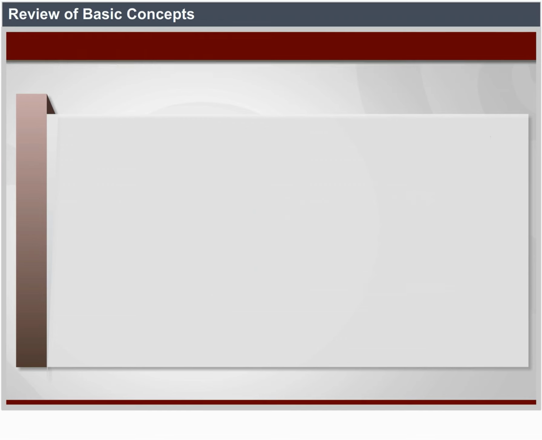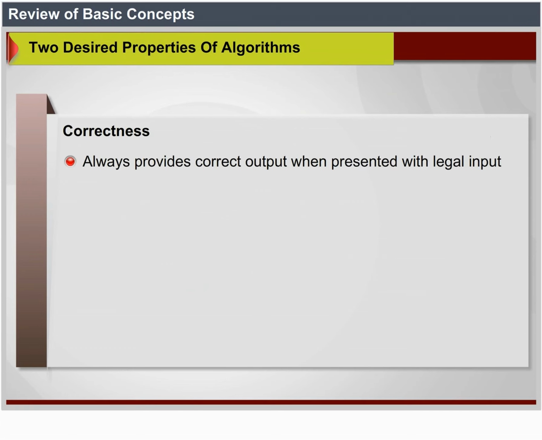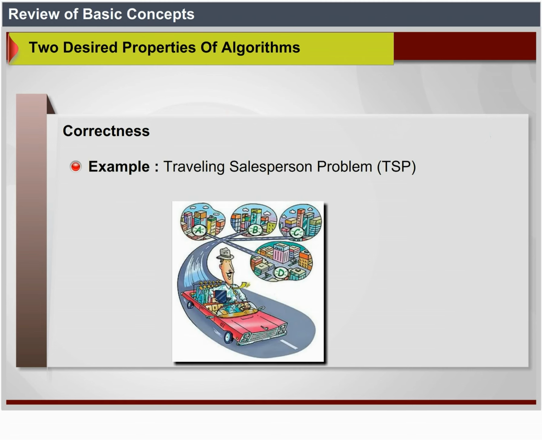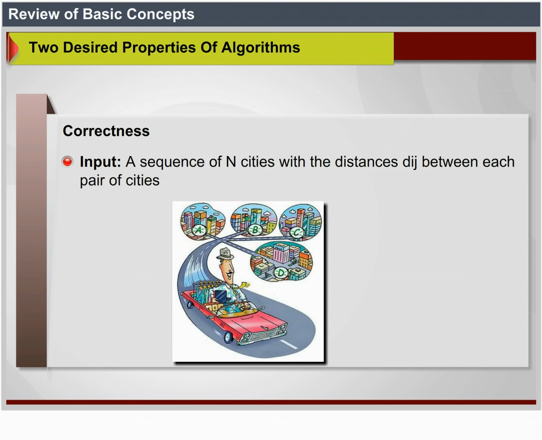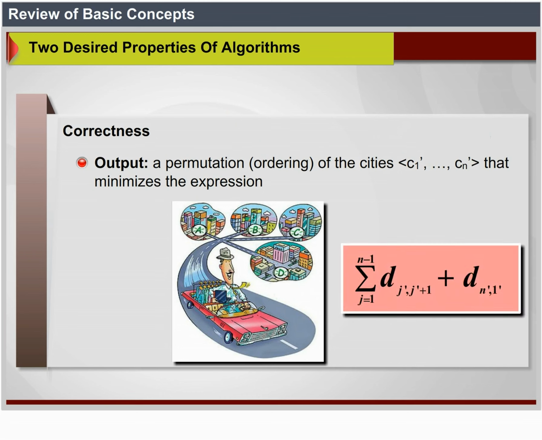Two desired properties of algorithms. Correctness: always provides correct output when presented with legal input. Example, traveling salesperson problem. Input: a sequence of n cities with the distances d_ij between each pair of cities. Output: a permutation ordering of the cities C1 to Cn that minimizes the expression summation of j equal to 1 to n minus 1 of d_(j')(j'+1) plus d_(n')(1').